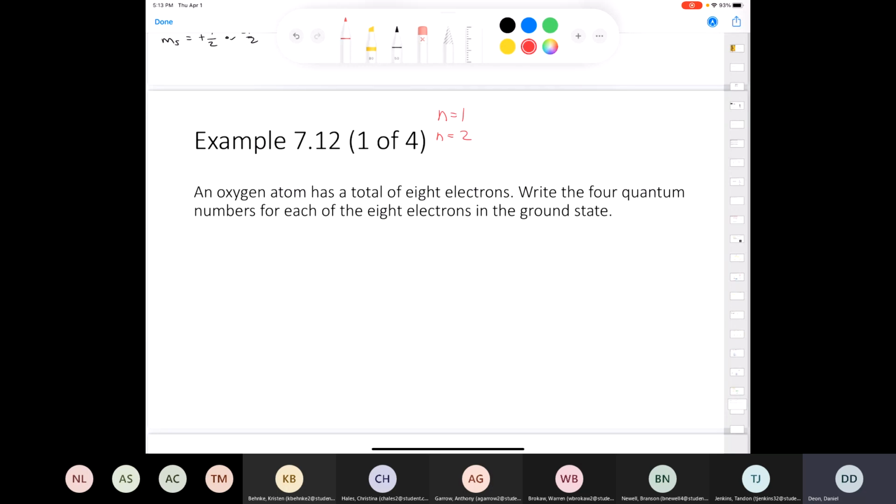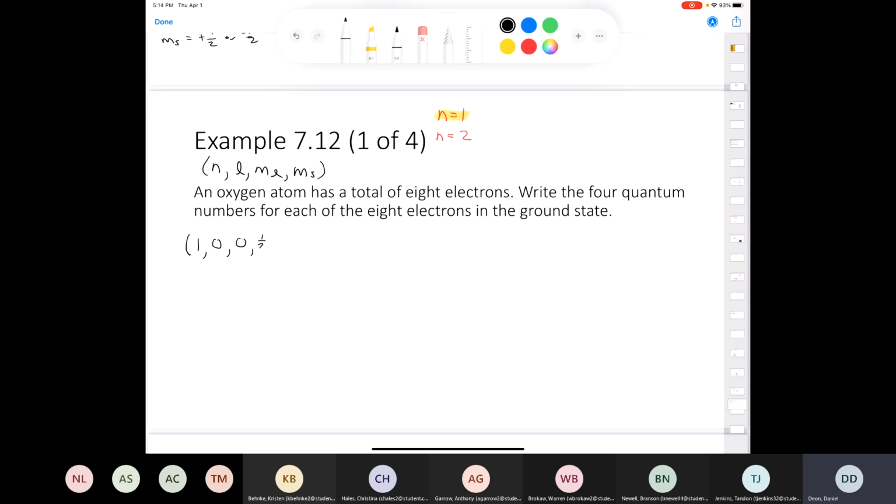Now remember, according to the Aufbau principle, we're going to start with the lowest energy electron. So that means we're going to start with n is equal to 1. Let's do that. If I fill out n, L, ml, and ms for n is equal to 1, what's the only possible value for L? 0. What's the only possible value for ml? 0. What's my possible value of ms?